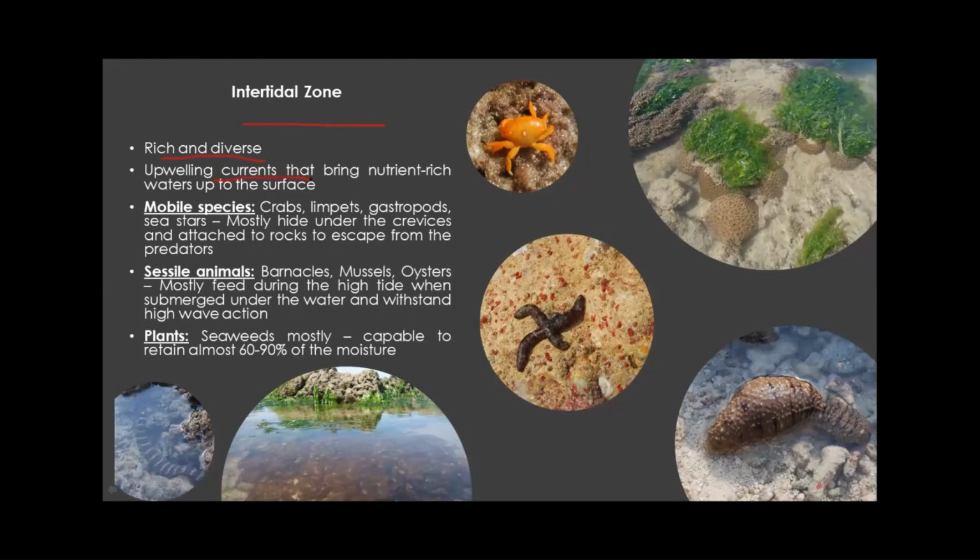However, we know that the upwelling current that brings nutrient-rich water to the surface affects the intertidal zone. There are several mobile species. For example, if you go to the beach, you can see a lot of ghost crabs moving around. There will be limpets, gastropods, sea stars. So this is a very general slide which includes the intertidal zone not only of the sandy but also of the muddy and the rocky beaches.